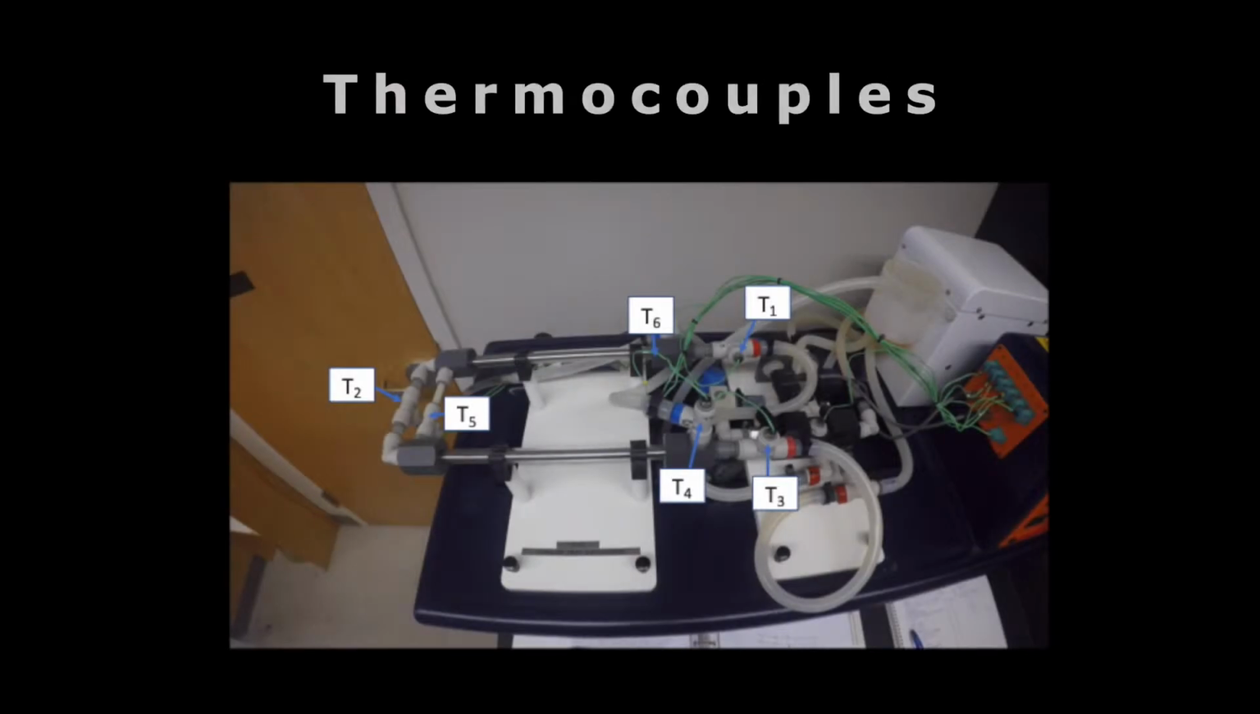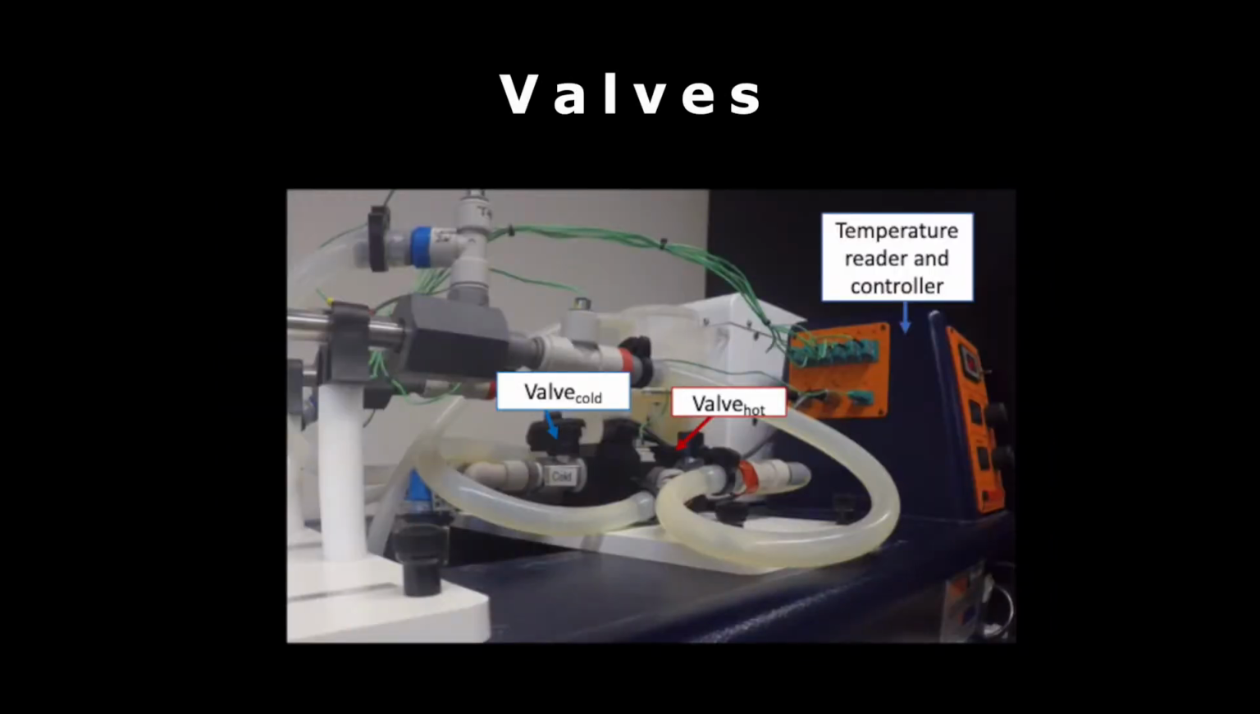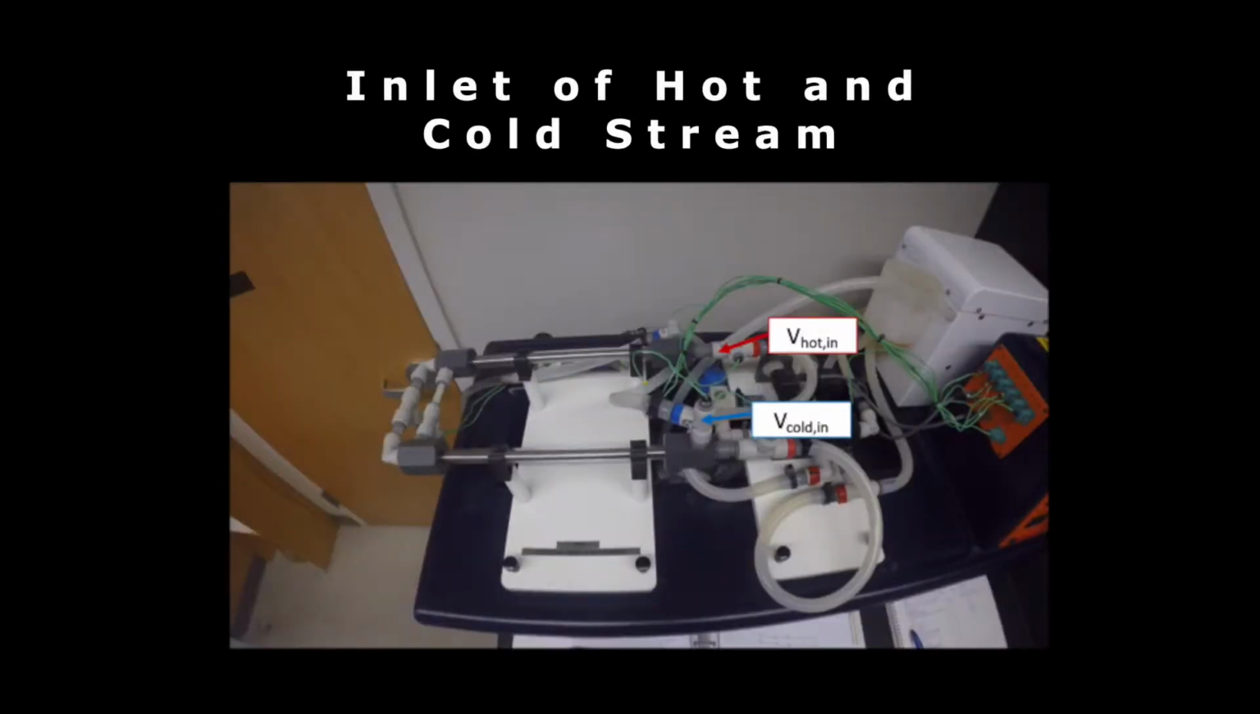In the experiment, we used a double pipe heat exchanger and thermocouples to help read the temperature at different points. There are 6 in total. Each have the following locations. Valves are also used to regulate the flow of both the hot and cold water, located here. You'll also see the inlet of the cold water and hot water stream.